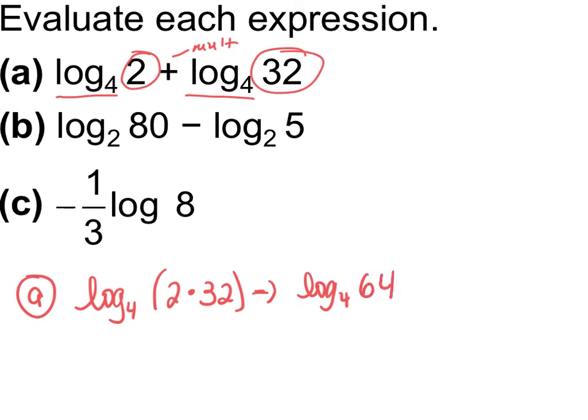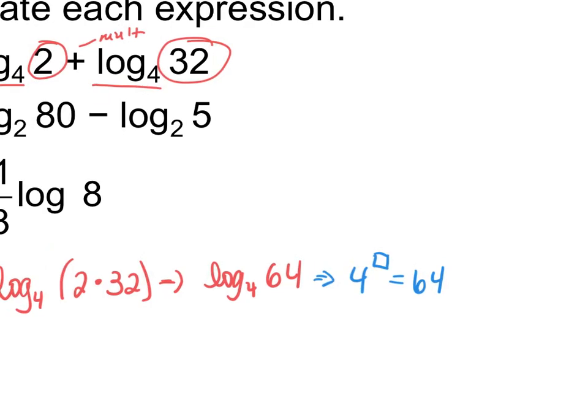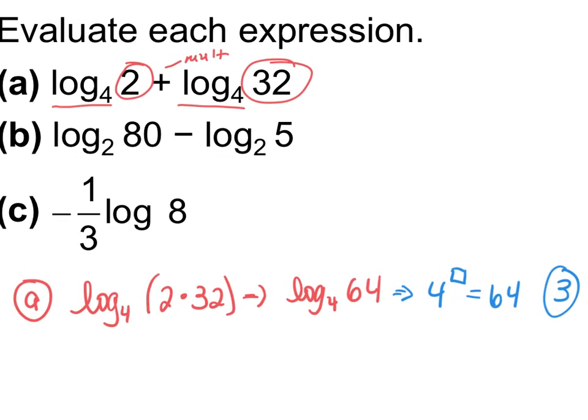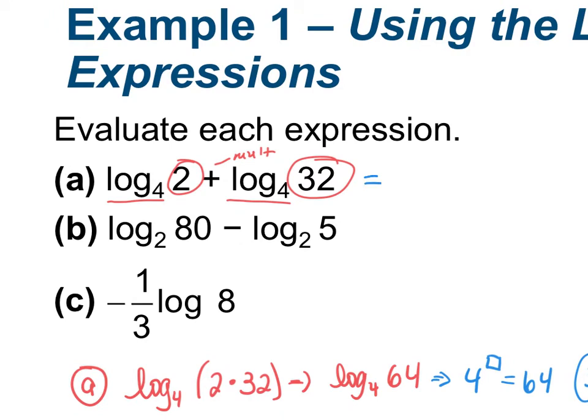64, okay? Now we want to simplify. What does log 4 of 64 equal? Well, let's write that in exponential form. This becomes 4 to what power gives me 64? 3. Good. So when you simplify this question right here, you get the number 3.